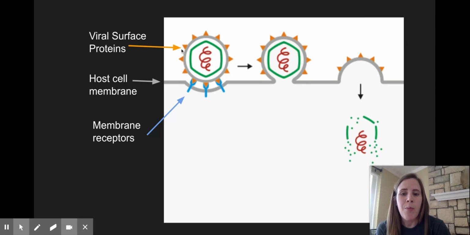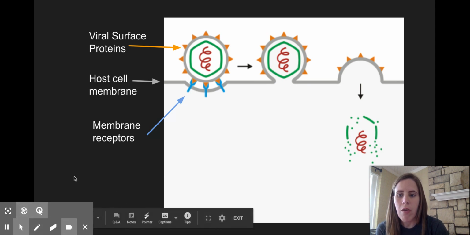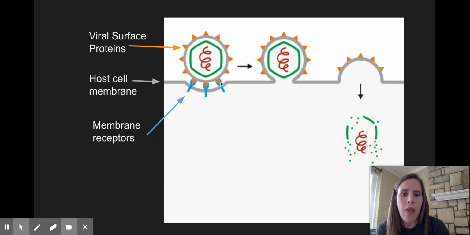The envelope actually helps it get into the host cells. So in this picture, what we're looking at here, the gray line represents the host cell membrane. So that would be like the human cell. The virus here has these orange guys all around the outside of it. These are surface proteins that are on the outside of this little envelope here, and they help it get into these receptors in the host membrane.